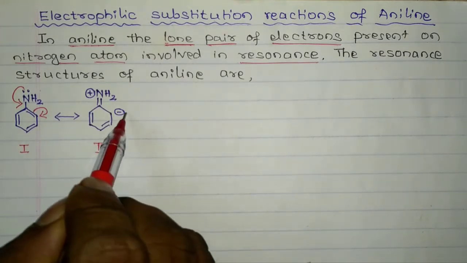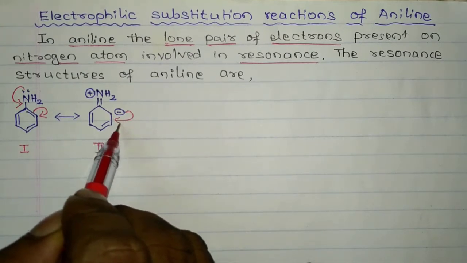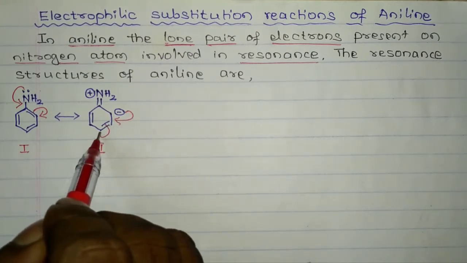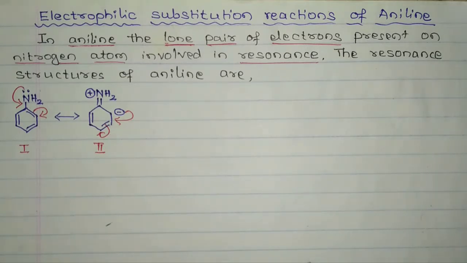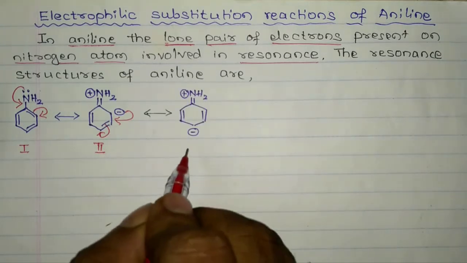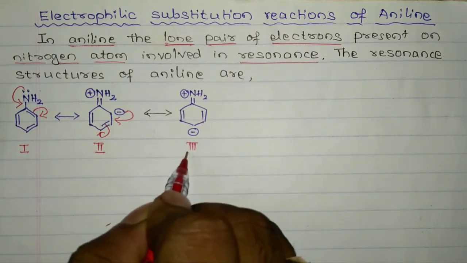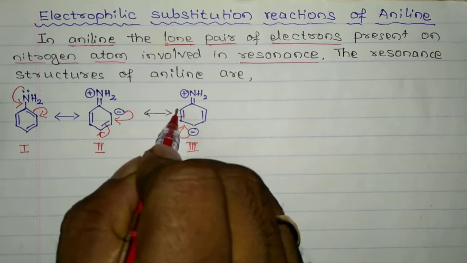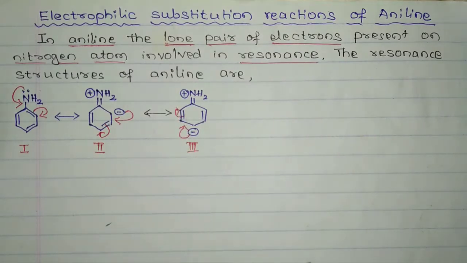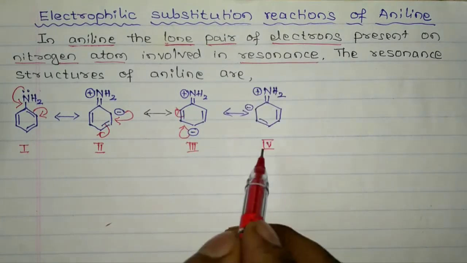Movement of electrons takes place like this. The negative charge forms a bond, and this bonded pair of electrons concentrates at the para position. You are going to get the third structure. This is structure number 3. Now movement of electrons takes place like this. You are going to get the next structure. This is structure number 4.